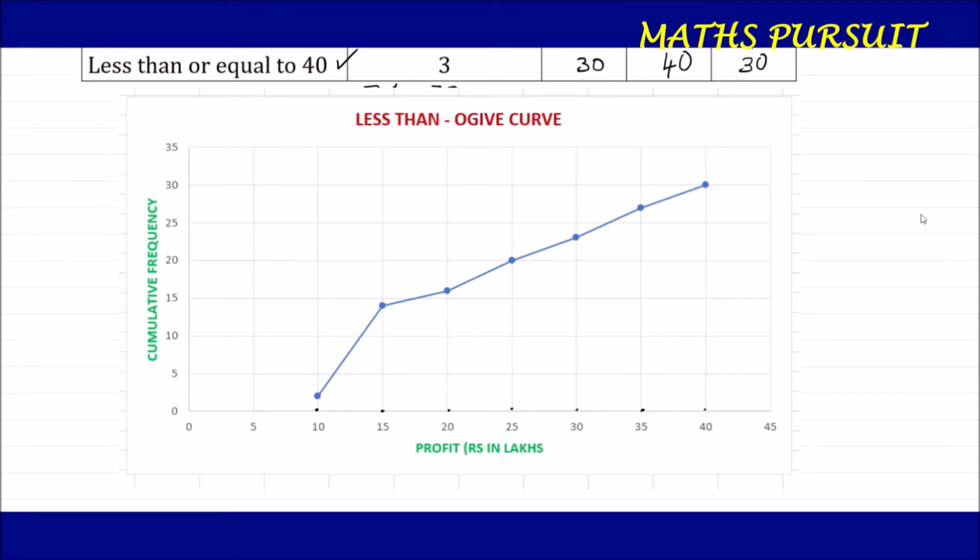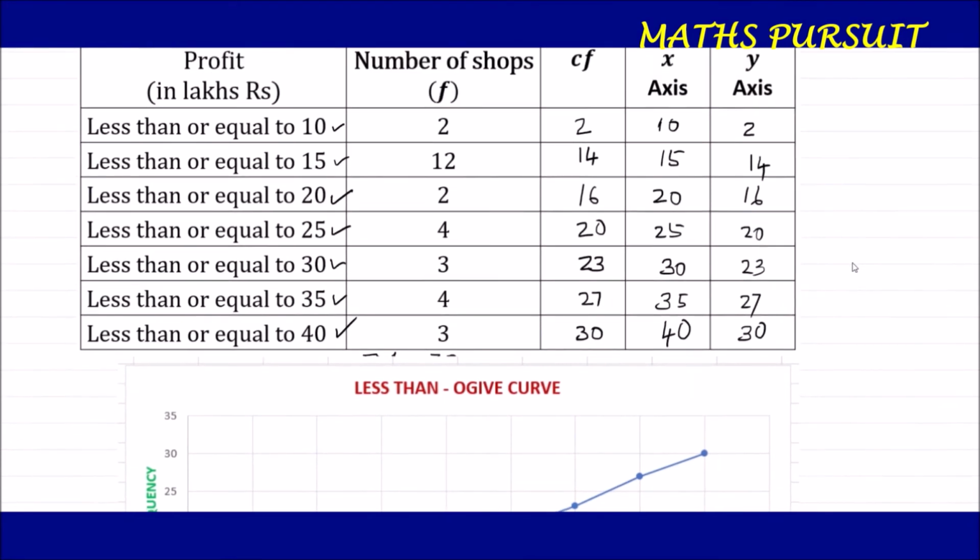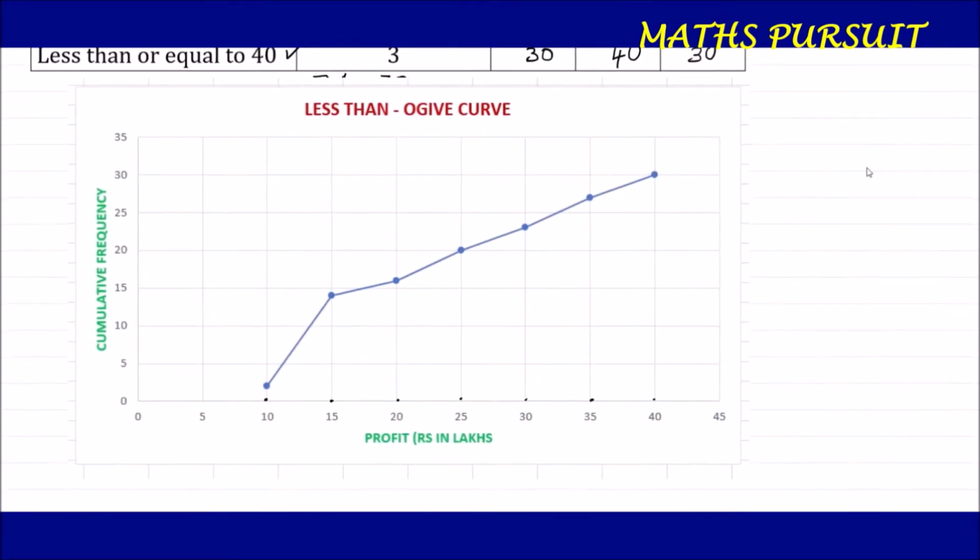Why does the less than ogive curve move from bottom to top? Because if you look at the cumulative frequency, it is increasing from a lower number to a higher number, like 2, 14, 16, 20, 23, 27, 30. So for that reason, our less than ogive curve increases from 10 to 30, from 0 upwards. Hope guys till here we are very clear. So we are able to draw the more than ogive curve and the less than ogive curve.